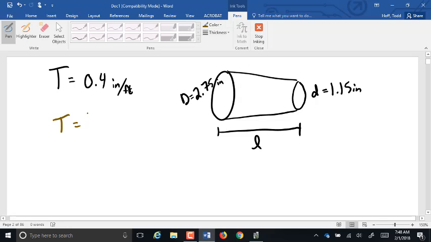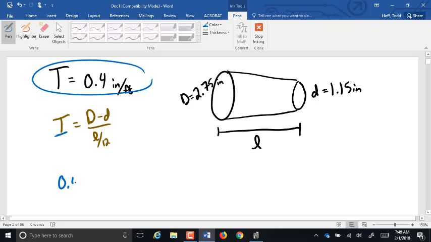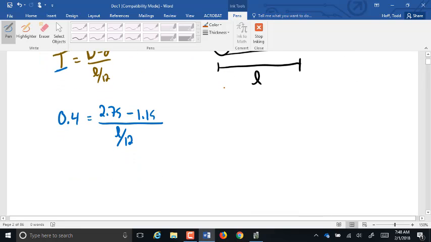Now if I look at my formula, taper equals big D minus little d over L over 12. I know T. T is 0.4. Do I know big D? I do. 2.75. Do I know little d? Yep, 1.15. Do I know L? No, that's the one thing I'm looking for. So now, I can go ahead and combine. 2.75 minus 1.15 is 1.6.